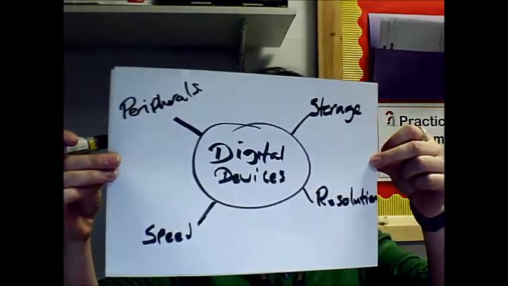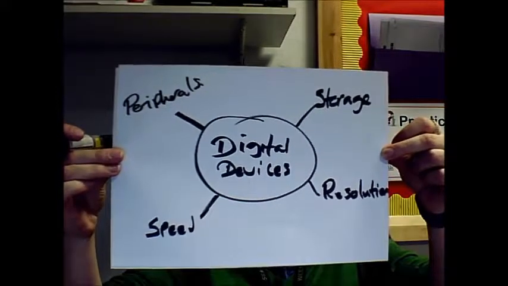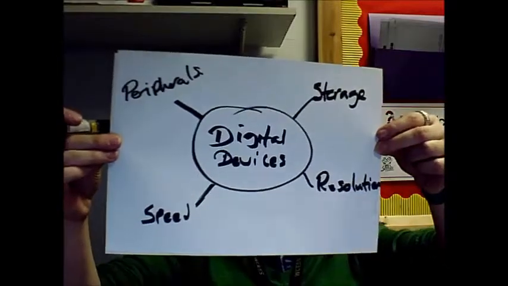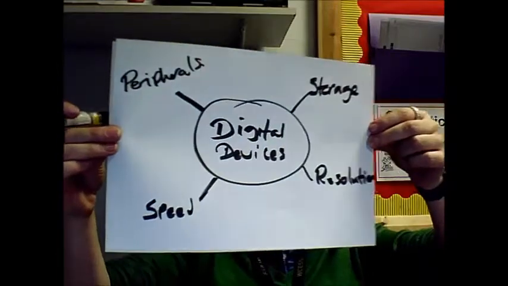And then the last thing I want you to think about is peripheral devices. Peripherals. Excuse my incredibly neat handwriting here. I want you to look at digital devices, and mind map, or if you prefer, write it in bullets: digital devices, storage, resolution, speed, and peripherals. Stop the video, come back when you're done, and I'll do it in the meantime as well.